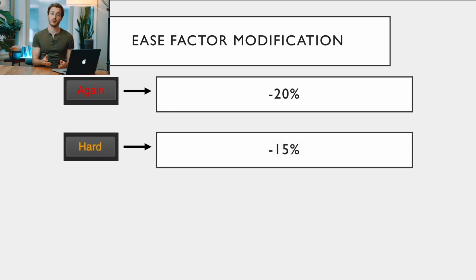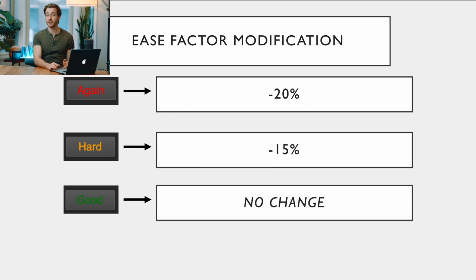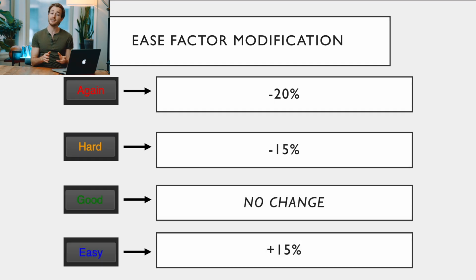When you hit hard, a card's ease factor is going to be reduced by 15%, which means it's going to go from 250% to 235%. When you hit good, there's no change. And when you hit easy, there's an increase in ease factor of 15%, which means that card's ease factor is going to go from 250% to 265%.